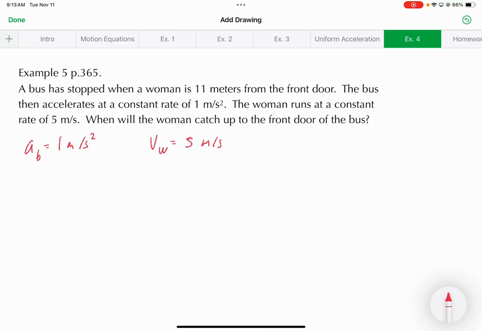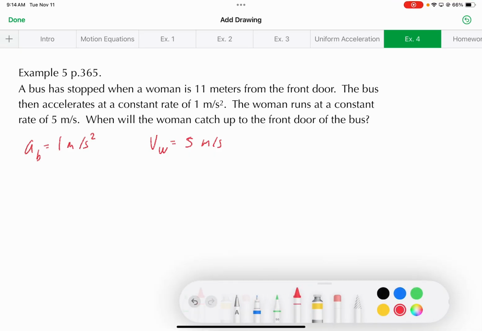When will the woman catch up to the front door of the bus? That deals with what function? Position, right? What am I going to want to do with my two position functions? They've got to be equal. So I have to find the position of my bus and the position of the woman, and set those equal to each other. The time at which that happens is when they will catch up with each other. All right, let's start on this journey.